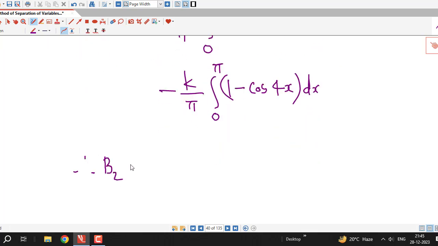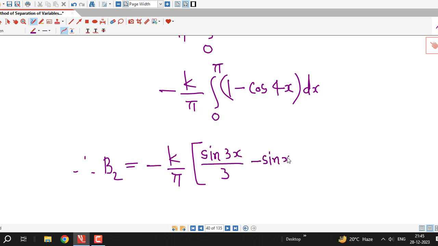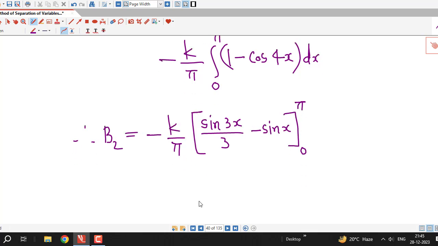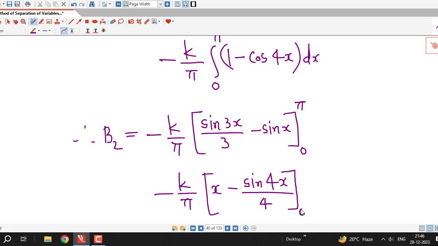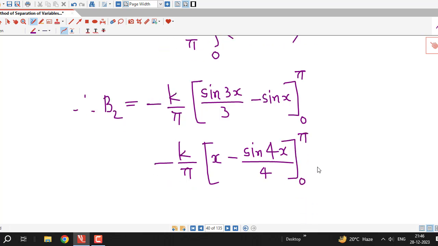Therefore b2 is minus k divided by pi, integral of cos 3x is sin 3x by 3, integral of cos x is sin x, integral from 0 to pi. And for the second part, integral of 1 is x, integral of cos 4x is sin 4x divided by 4, integral from 0 to pi.